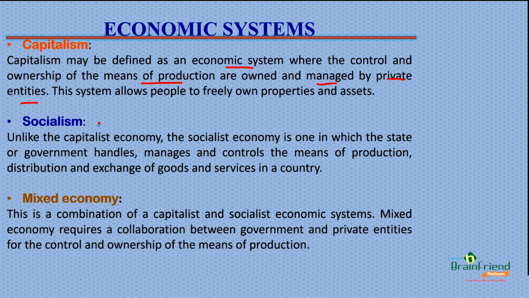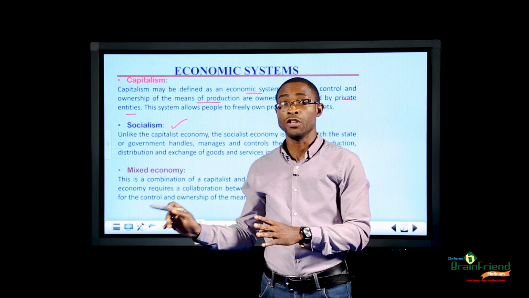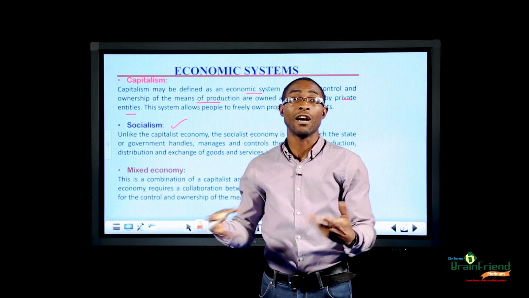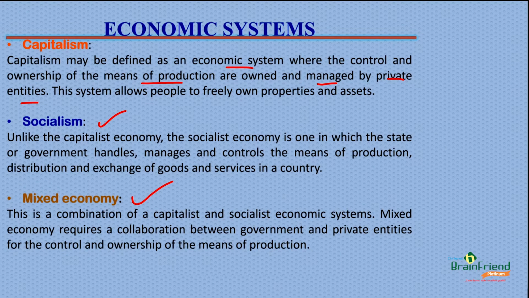What about socialism? Unlike the capitalist economy, in socialism, the government is the controller, the manager of the nation's economy. So the government is responsible for providing roads, schools, hospitals, and the rest. The private individuals are not allowed to contribute to nation building. Then we have mixed economy. This is a combination of capitalism and socialism. So you're having the government and individuals coming together to provide basic amenities for the citizens.